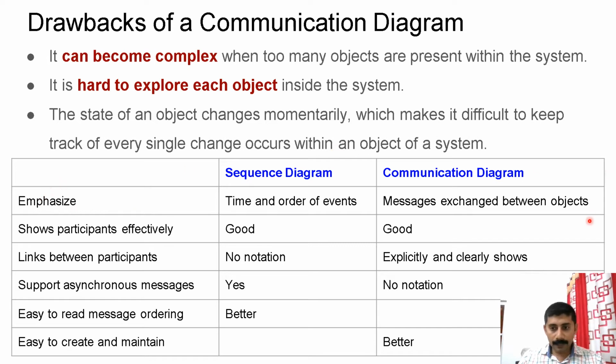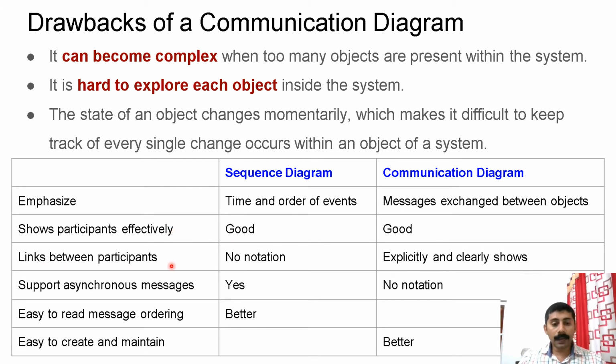So this table summarizes the comparisons between the sequence diagram and the communication diagram. In a sequence diagram, emphasis is on the time and order of events, whereas in a communication diagram, emphasis is on the messages exchanged between the objects. Both sequence and communication diagrams show the participants, nothing but the actors or the objects. We can represent them clearly, no issue, both are fine.